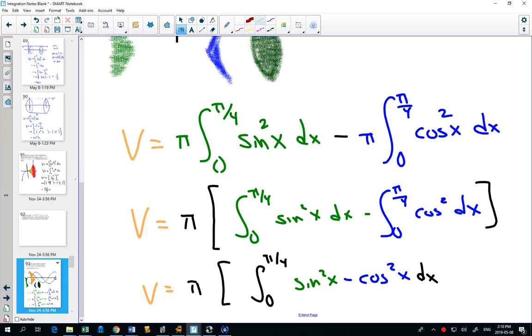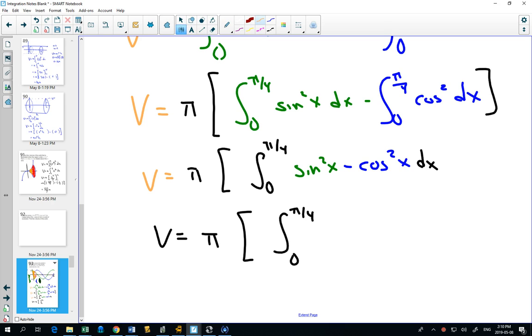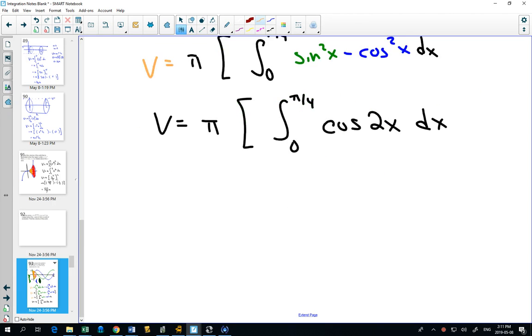That is an identity. That's why we have to have our identities memorized so that when they appear, we recognize them. Right? Just like your friends, you should memorize what they look like, so when you see them, you know what to call them. That is an identity. We can go volume equals pi, 0 to pi over 4, sine squared minus cos squared is cos 2x. And that's an integral we can figure out.